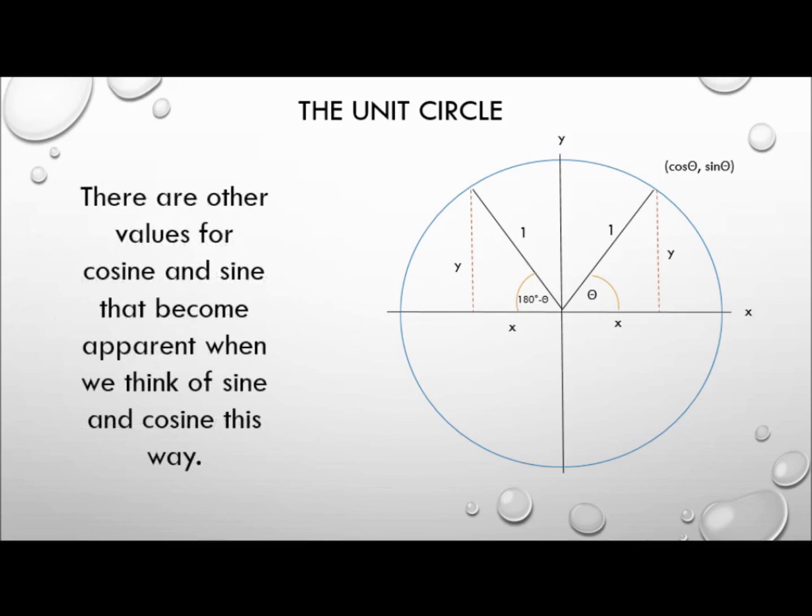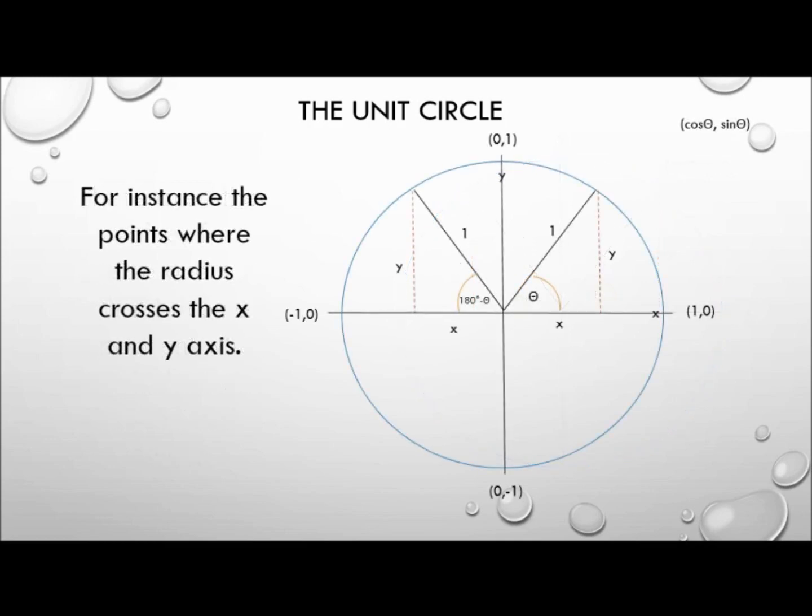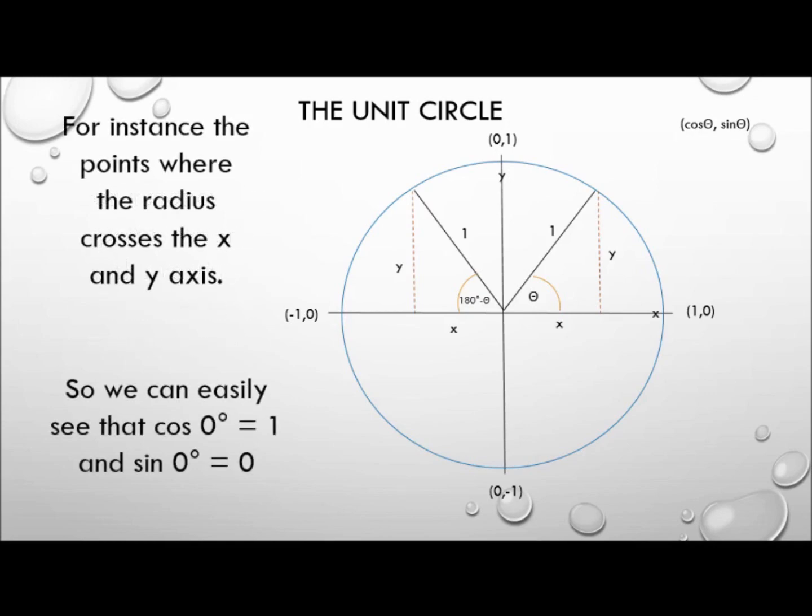There are other values for cosine and sine that become apparent when we think of sine and cosine in this way. For instance, the points where the radius crosses the x and y axis. So we can easily see that the cosine of 0 degrees is 1 and the sine of 0 degrees is 0.